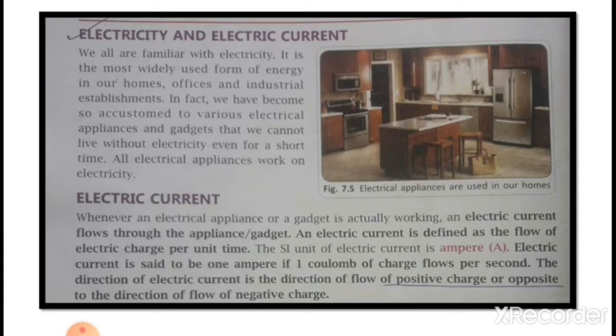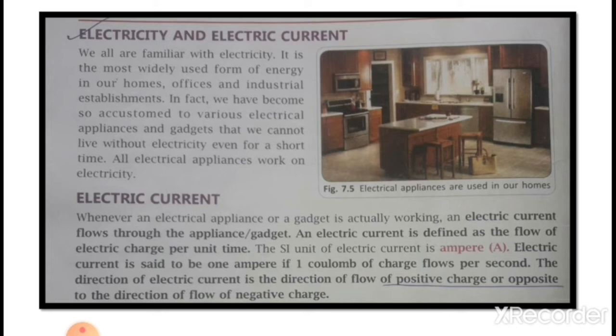In fact, we have become so accustomed to various electrical appliances and gadgets that we cannot live without electricity even for a short time. All the electrical appliances work on electricity. So all these things we all know that, right? Electricity is the very important energy form that we are using in our daily life. So we cannot live without electricity nowadays, right? So let us see what is electric current.